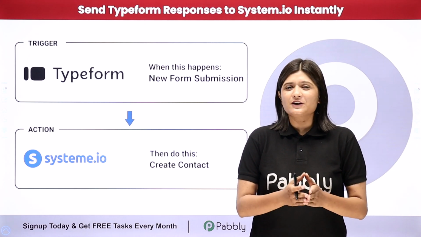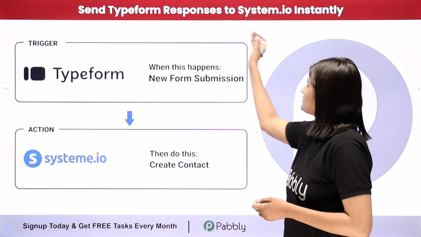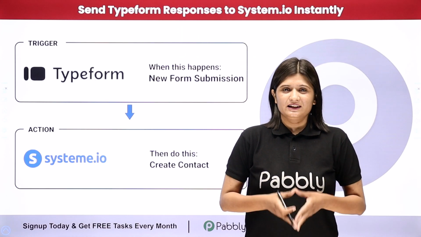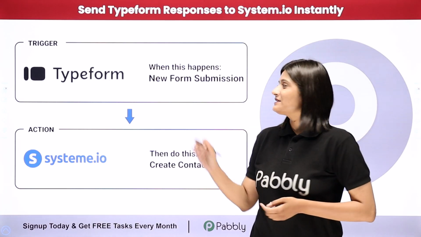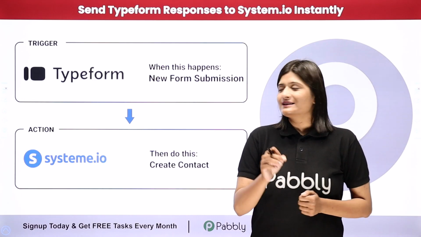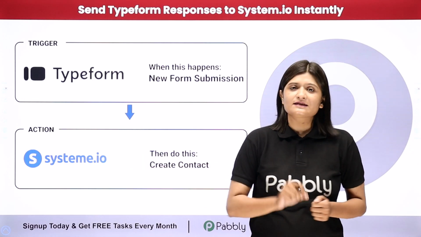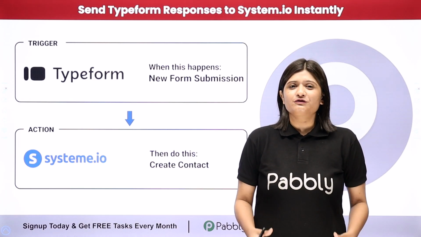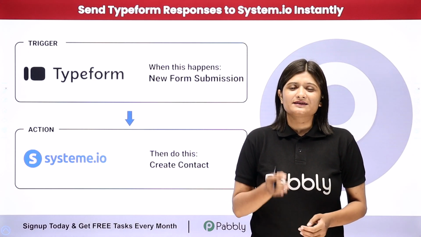In this video, we are going to learn how to send Typeform responses to system.io instantly. So let's suppose I'm running a business and I'm collecting all my leads using Typeform. I want that whenever I receive a new lead, I should add this lead as a contact in my system.io account. Now doing this manually will consume a lot of my time, so I've completely automated this process.